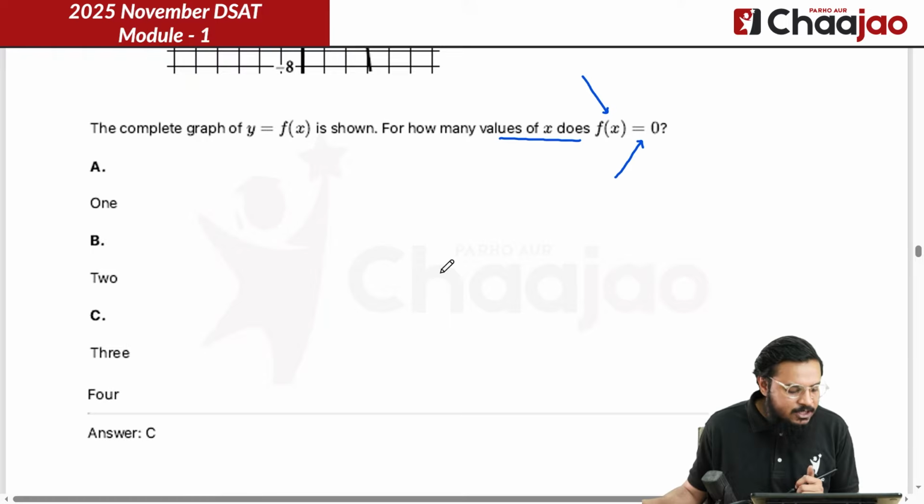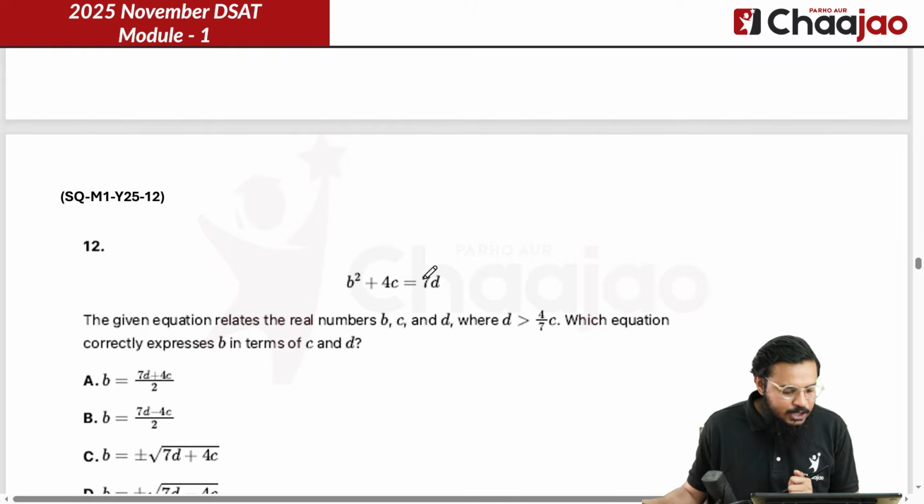So the correct answer option should be 3, perfectly mentioned in answer option C over here. Okay, so moving on to the next one, question number 12.